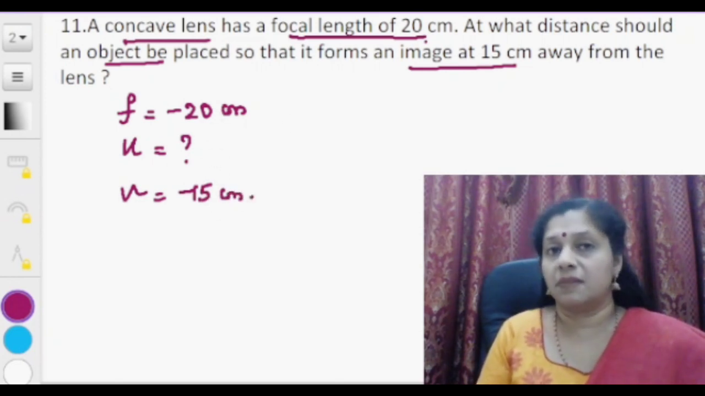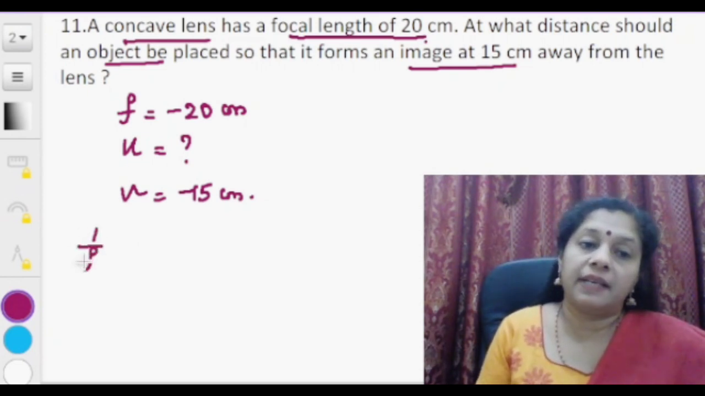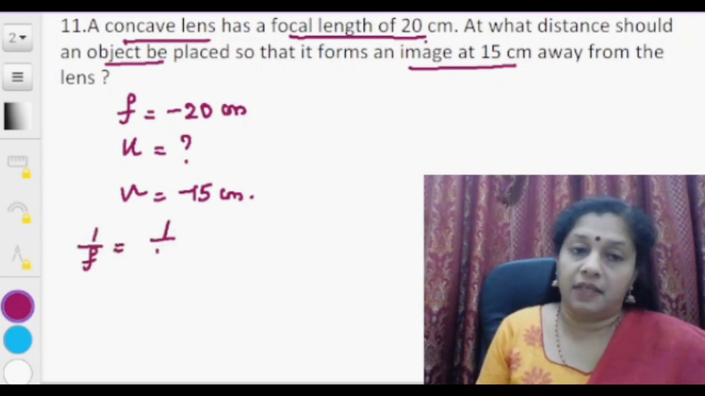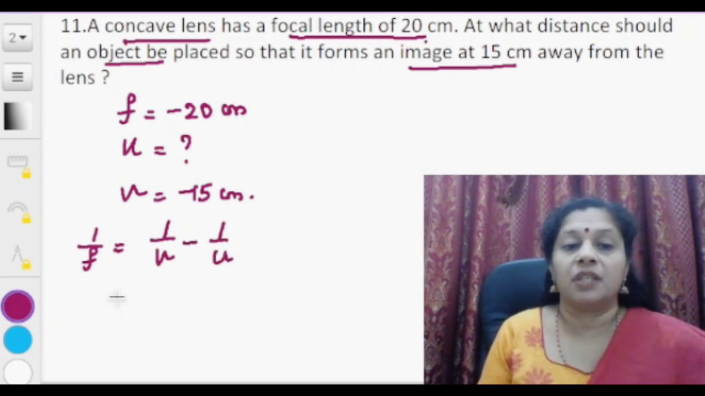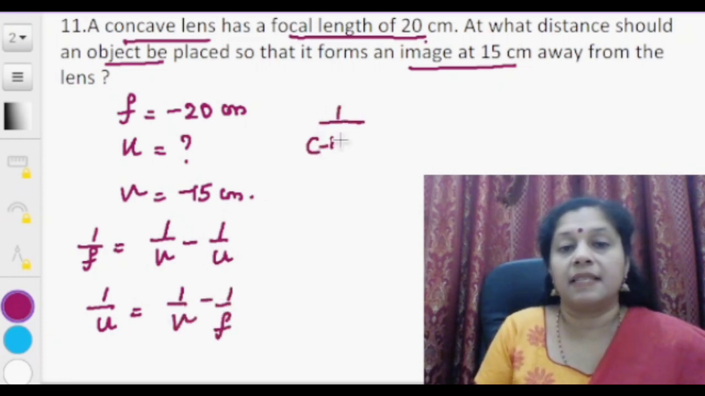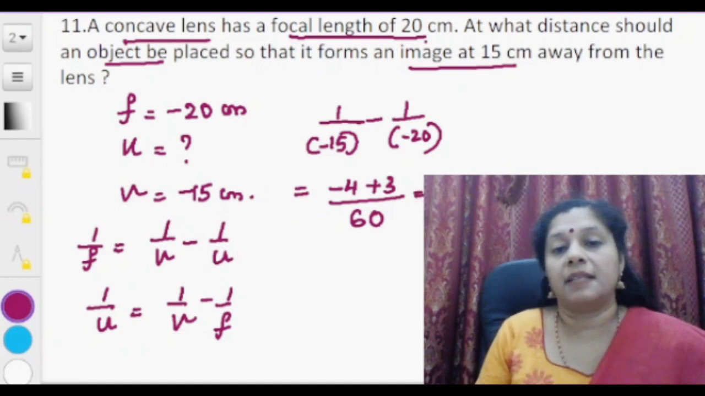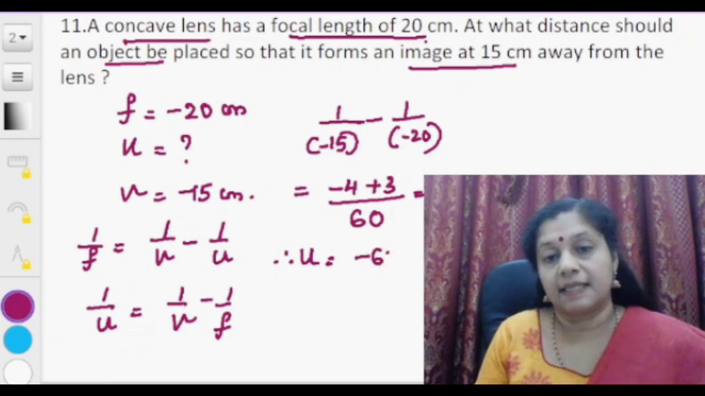So the same numbers we did just now. It is a lens, so we can use the lens formula: 1 by f is equal to 1 by v minus 1 by u. So 1 by u is equal to 1 by v minus 1 by f. If you substitute 1 by minus 15 minus 1 by minus 20, what will be the LCM? 60, minus 4 plus 3, minus 1 by 60. Therefore u is equal to minus 60 centimeter.